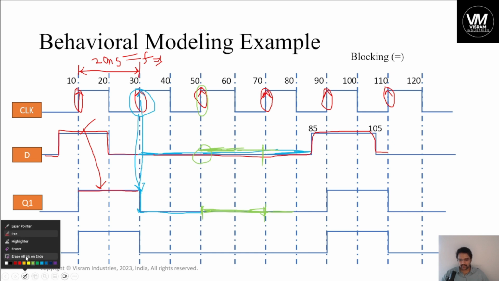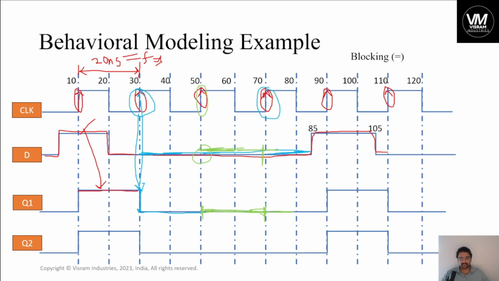Then go to the next thing. At this passage of the clock, you can see the D value will be 0 again. Hence, Q1 will be 0 again. But at this passage, what is the value of D? It is 1. Hence, Q1 will be 1. The value changes from this 90th nanosecond. So Q1 will be 1.